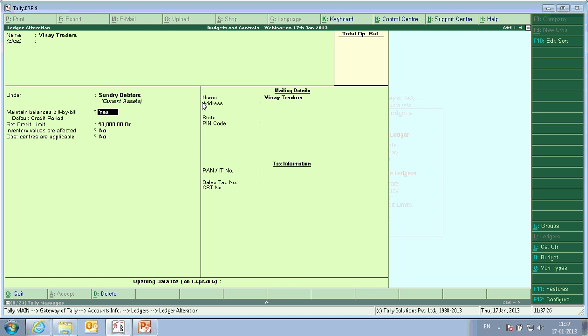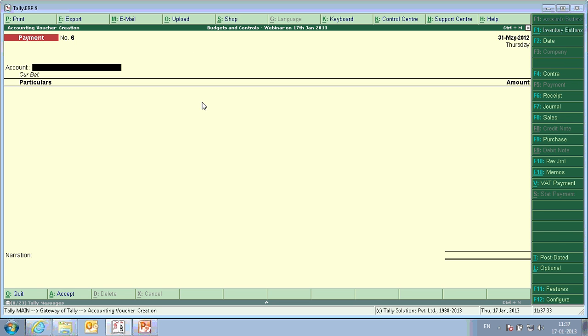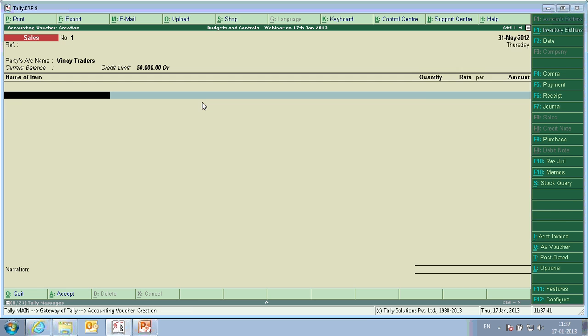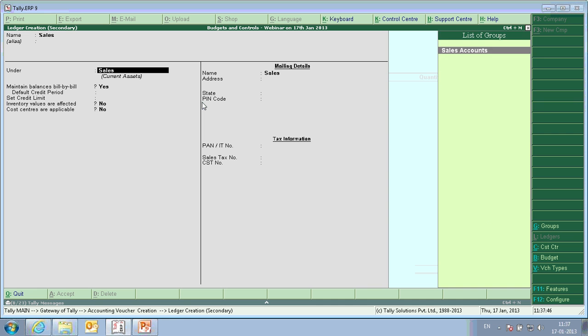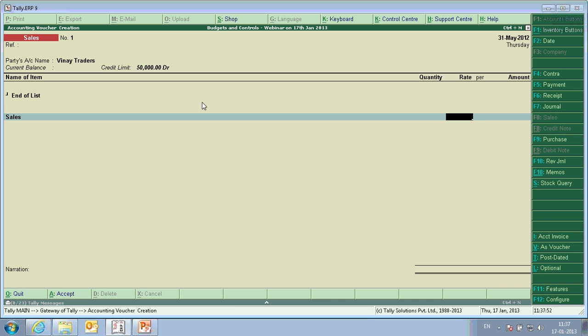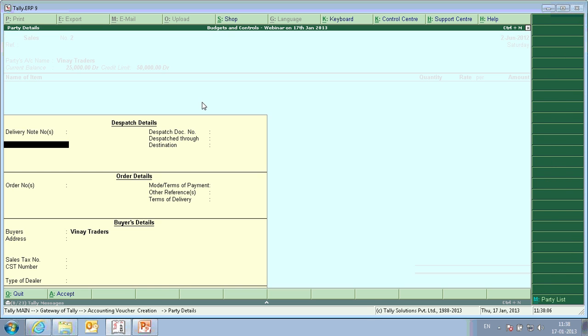Right. So now I have created one ledger, that is Vinay Traders. 50,000 I have set. Now what Tally does actually, when you go for sales or purchase, let me say sales, and I will have Vinay Traders. So now I am selling it. Let me say I'll create one sales ledger directly. Inventory I'll say no. Even cost centers I'll say no. So I am selling, let us say, 25,000 now. New reference. So now Tally will allow this.